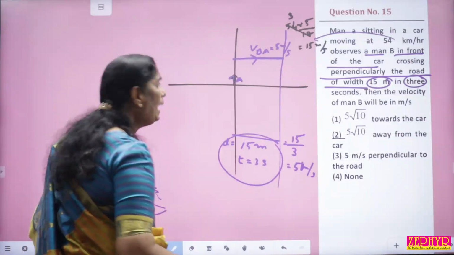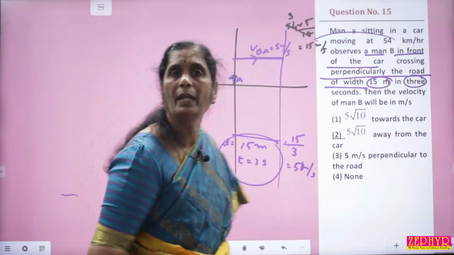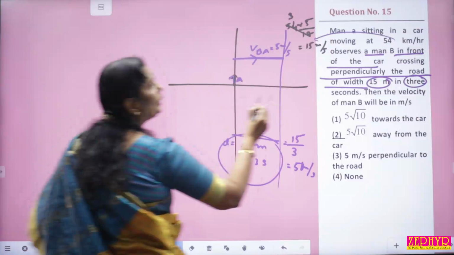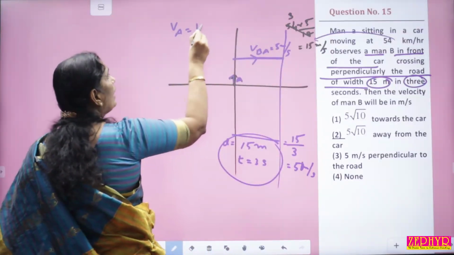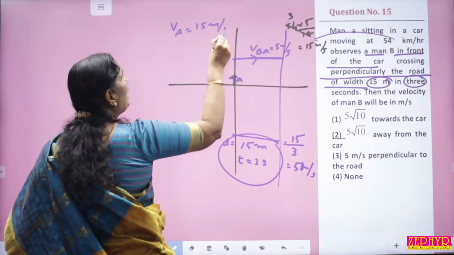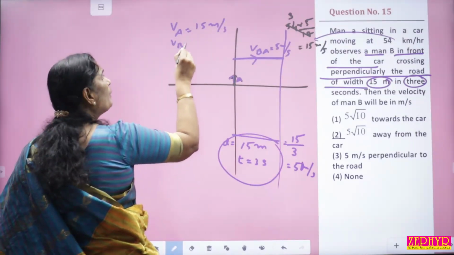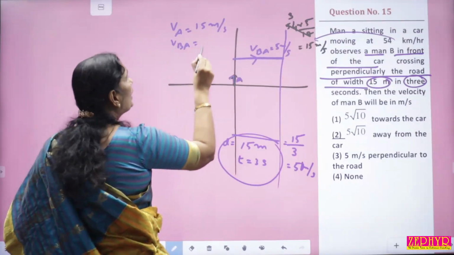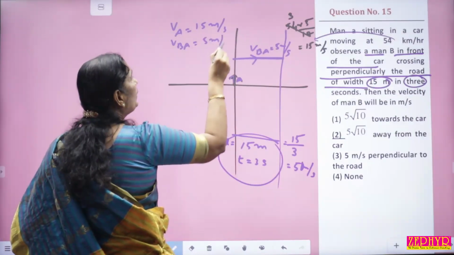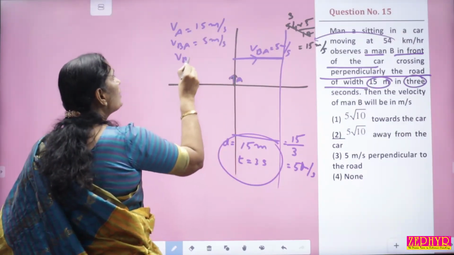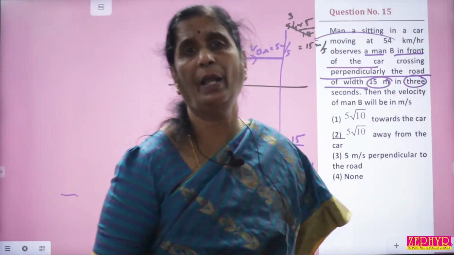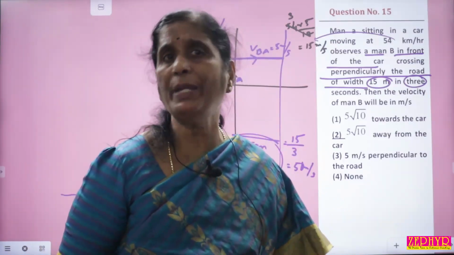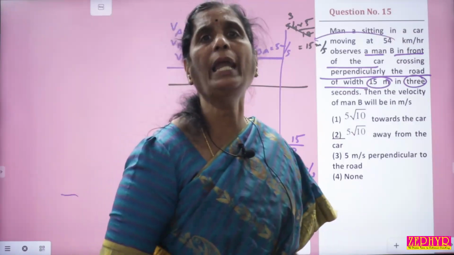Yes. So then what is the velocity of B? This is the velocity of A. What is the velocity of A? Velocity of A is 15 meter per second. Velocity of B with respect to A we have found out. That is 5 meter per second. But what we need is the velocity of B. We want to know the actual velocity of B. We want to know the original velocity of B. Not the relative one. Okay, how to do it.